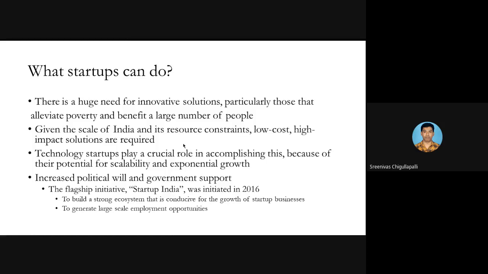whereas larger companies may not have this kind of inclination. And also there is a lot of government support. If you look at Startup India, which was started in 2016, a lot of incubators and innovation systems are also in place, which are supporting the growth of startup businesses and also generating a lot of employment opportunities for skilled engineers. Next slide, please.